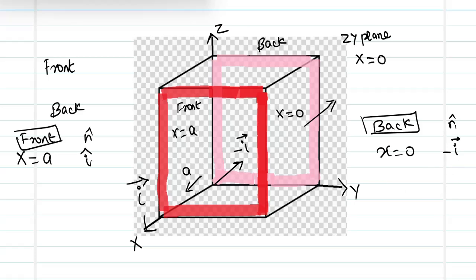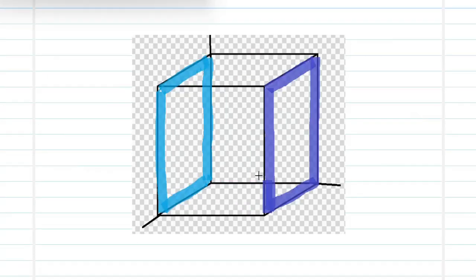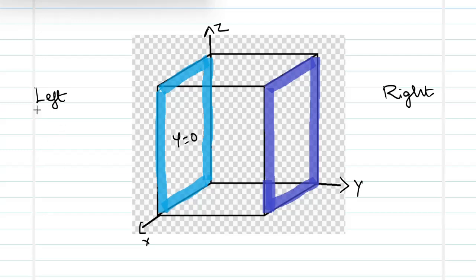Next, let us move on to the next surface. The next surface is one in the orientation of y. In the orientation of y, we call these two faces the left and the right. So what is going to be the equation of the face which is light blue? This is formed by the zx plane. This zx plane is given by the value y equal to 0. So the plane on our left is always represented by the equation y equal to 0.